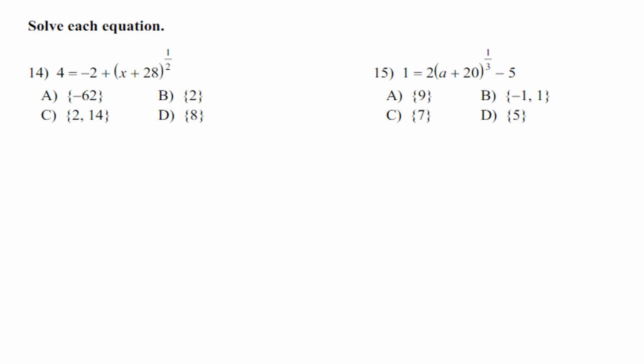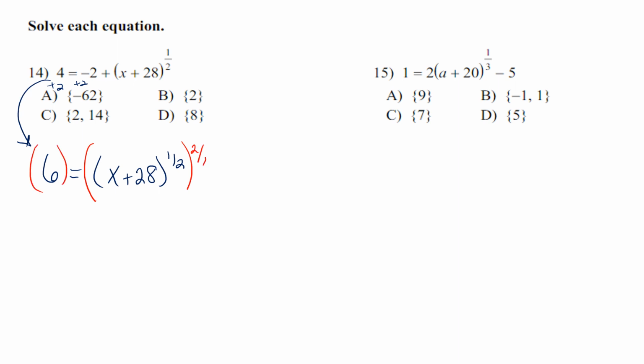In example 14, we are going to first add 2 to both sides of our equation. So when I bring it down, I'll have 6 equaling the quantity of x plus 28 to the 1/2. Again, you can either rewrite that in radical form, or you can raise it to the power of its reciprocal, flip it upside down. So you're going to raise everything to the second power. You would do that anyways if you changed it to radical form.